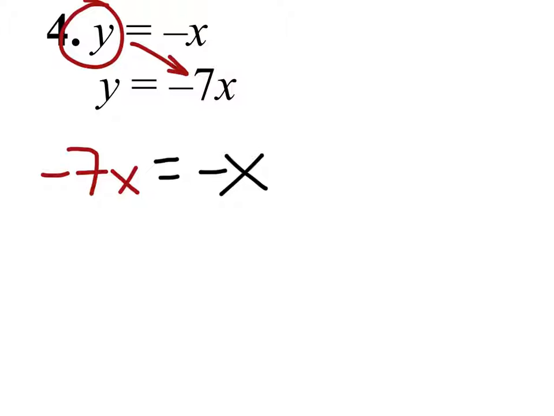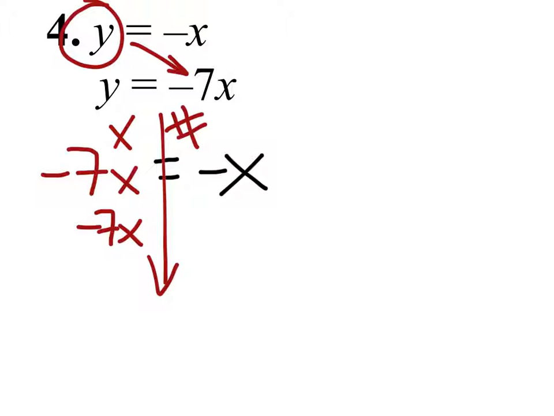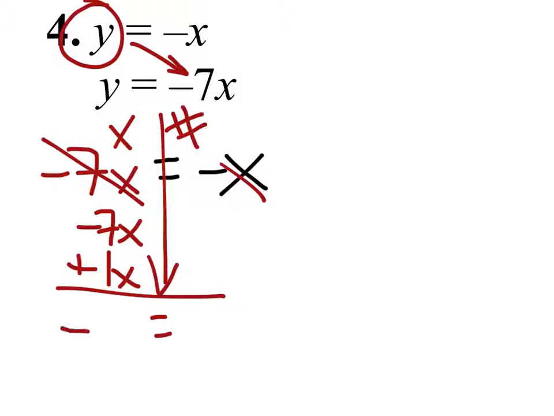All right, so let's play the switch and stay game. X is on the left, numbers on the right. Negative 7x stays. Negative x switches. So negative 7x plus 1x is negative 6x. Well, some of you are quite worried because there's no numbers. So there's no numbers.